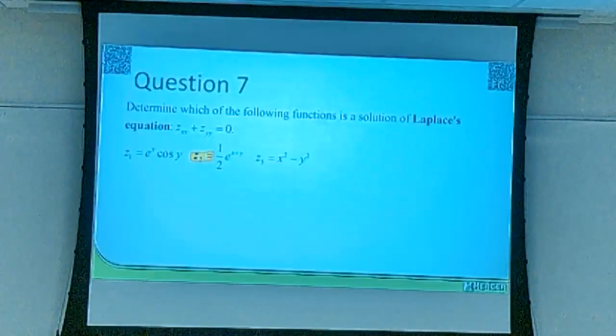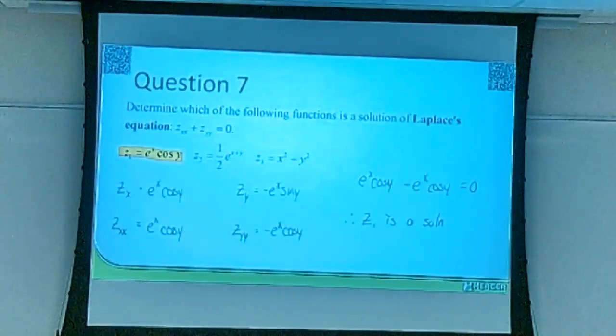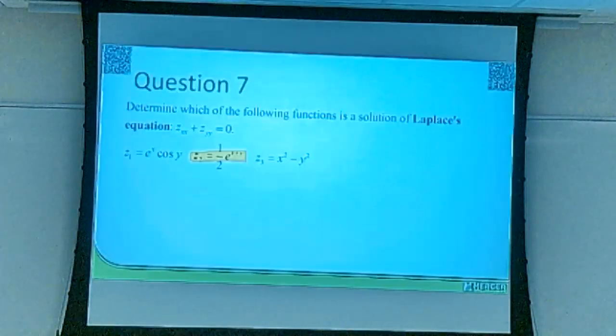Z2. So I technically should have done here Z1x. I should have done these. We get the idea. And in such case, you may see something like this. What's the partial with respect to x?